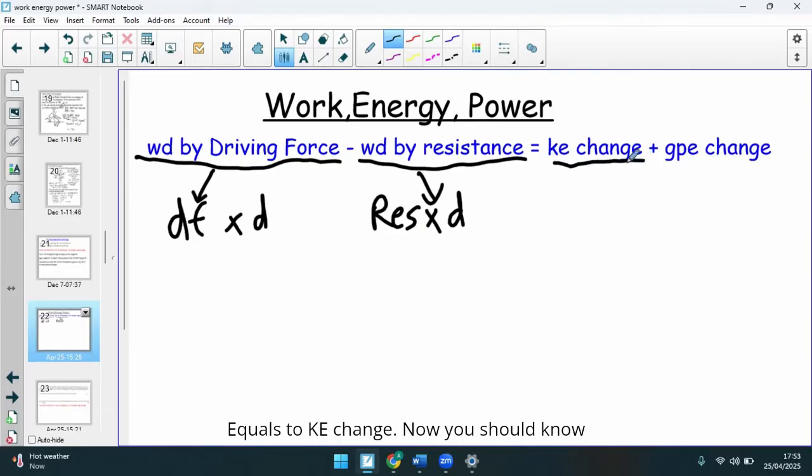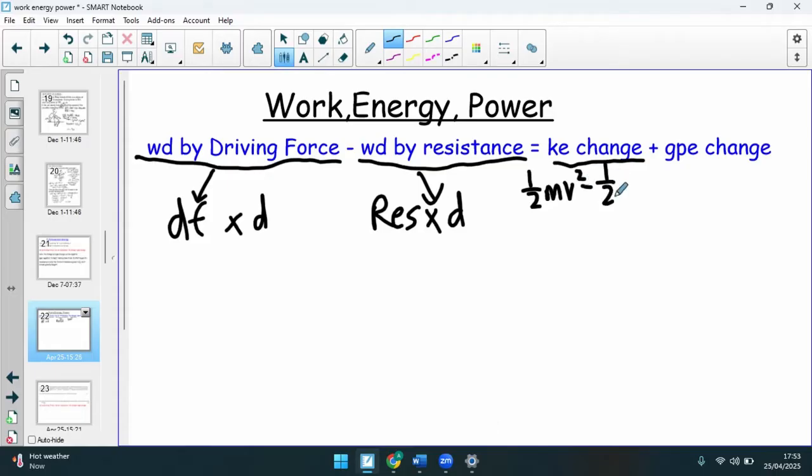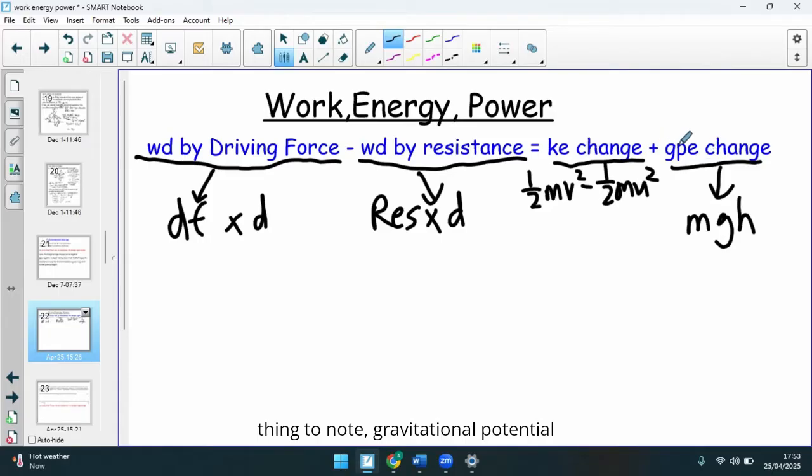Equals to KE change. Now you should know this by now. That's half mv square minus half mu square. Okay. And gravitational potential energy is m times g times h. Okay, now one thing to note, gravitational potential energy can be negative, right? If the object is moving down or sloping down, then this is going to be negative. Okay, so make sure you don't forget that. A lot of people make a mistake with that, right?